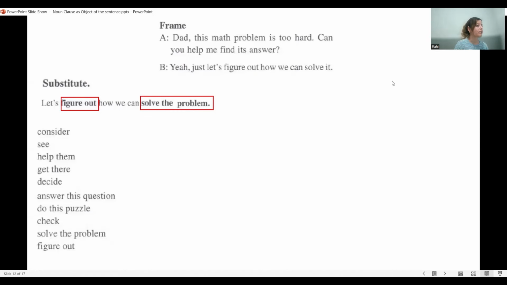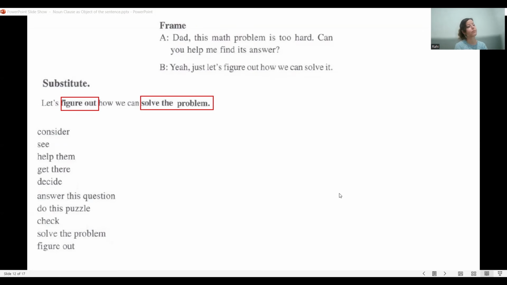Now, in this part, we have this frame. Dad, this math problem is too hard. Can you help me find its answer? Just let's figure out how we can solve it. And look at this part, let's figure out. So it is in the form of a sentence, right? We see it as sentence format. So we have a full stop at the end. Let's figure out how we can solve it, full stop, not a question mark. Change, figure out, and solve the problem. Let's figure out how we can solve the problem.